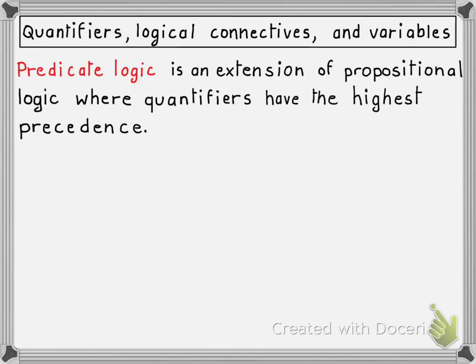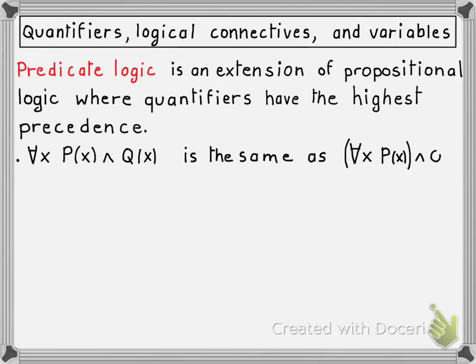Now, the first thing to realize is that predicate logic quantifiers have precedence, like the logical connectives, and that their precedence is the highest one. In other words, if you write for all x, p of x, and q of x, then the precedence for all x is higher than the precedence of conjunction, which means for all x goes with p of x, not with p of x and q of x. That's what the precedence means.